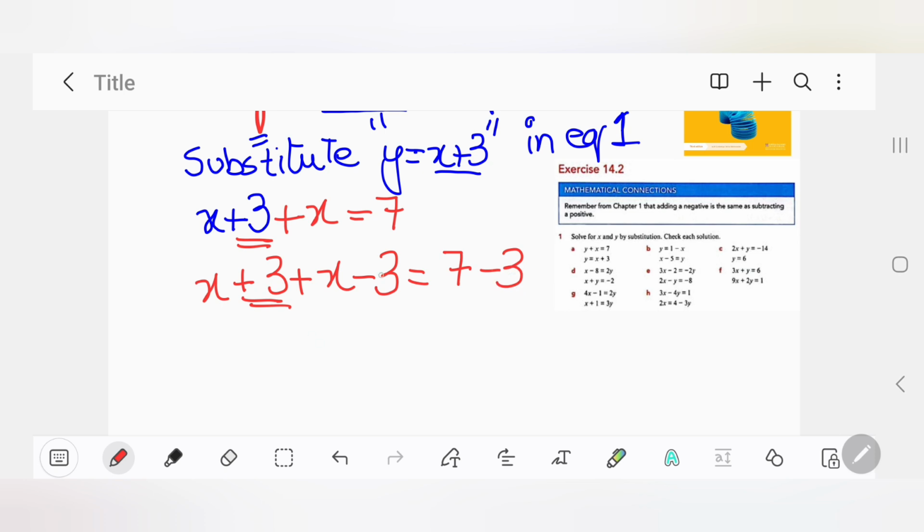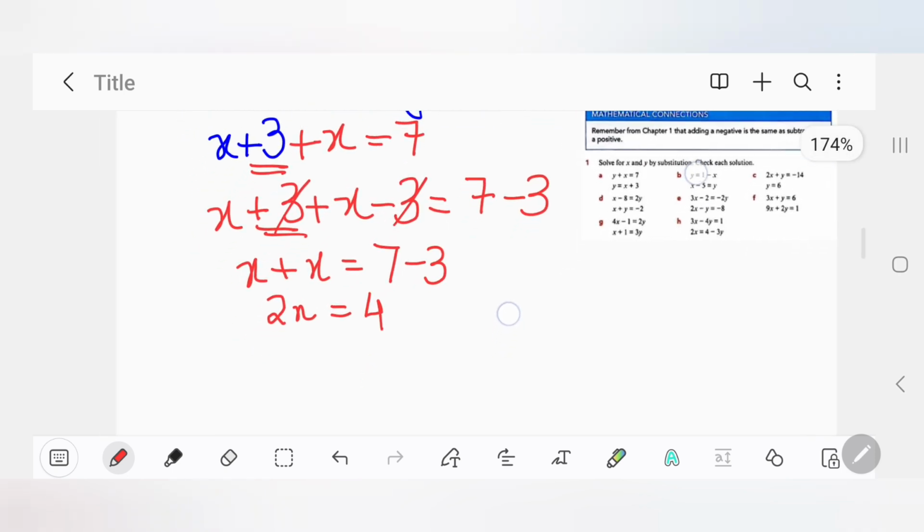Okay, after this I am going to cancel the plus 3 with minus 3, and on the left side I am only left with x plus x, and on the right side I have 7 minus 3. Now when I add x plus x, I know this is 2x, and when I solve the right side, which is 7 minus 3, I will be left with 4.